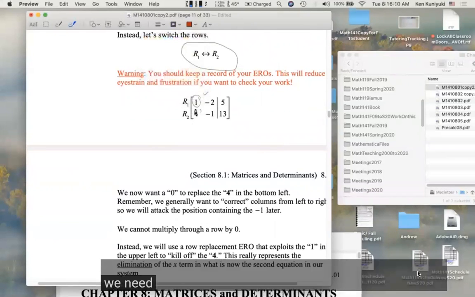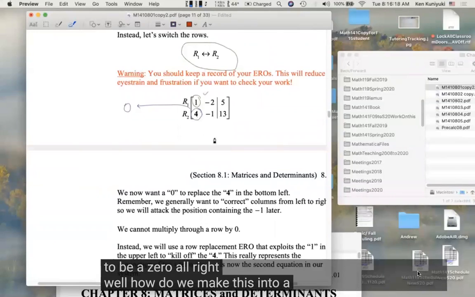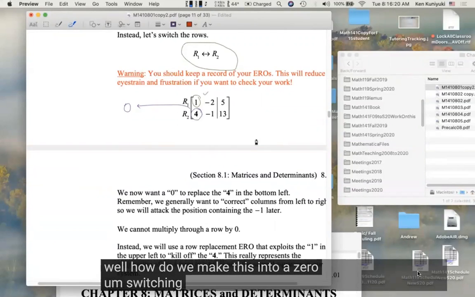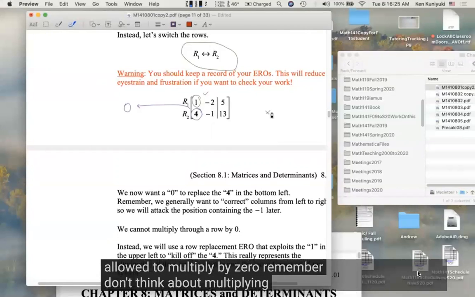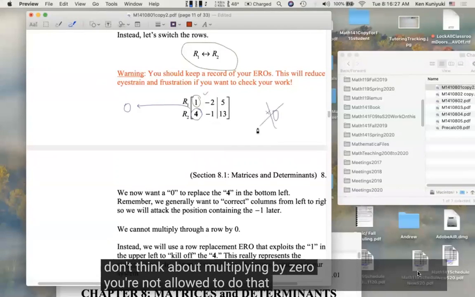We need that to be a 0. All right. Well, how do we make this into a 0? Switching won't help. You're not allowed to multiply by 0. Remember, don't think about multiplying by 0. You're not allowed to do that.